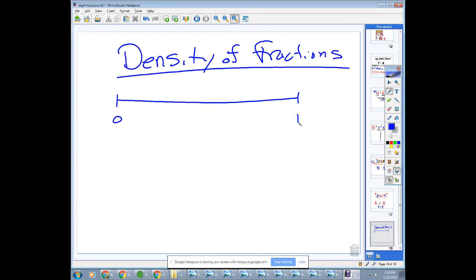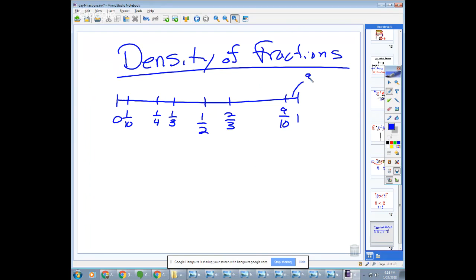And in between 0 and 1, like right in the middle, what fraction lives in the middle? 1/2. Are there other fractions that live in between? How many? A lot. A lot, yeah. We could make them up all day long. So, over here is 1/4, and somewhere between here is 1/3. Somewhere over here is 2/3. Over here is, let's say, 9/10. Way over here somewhere is 1/10.